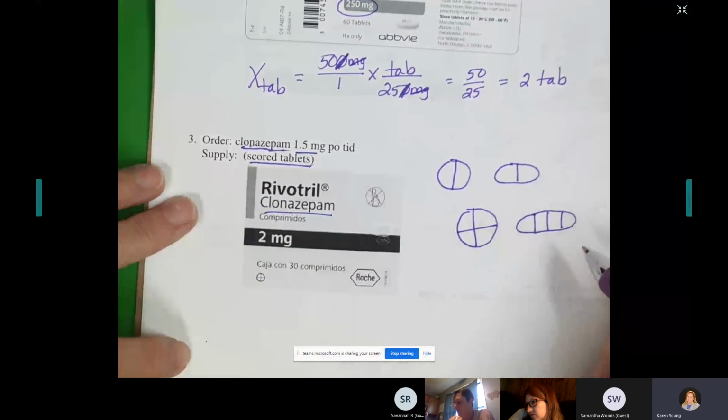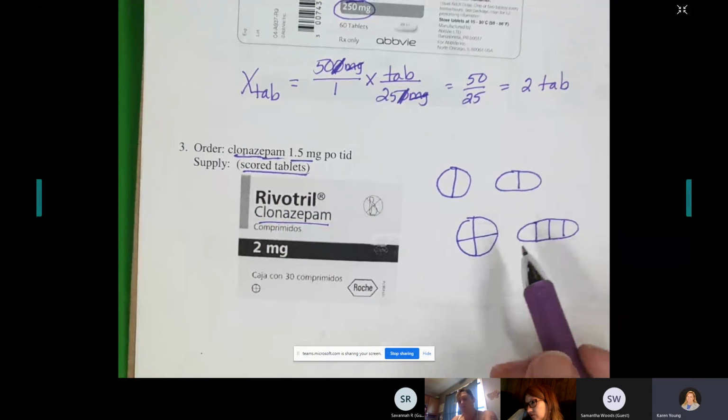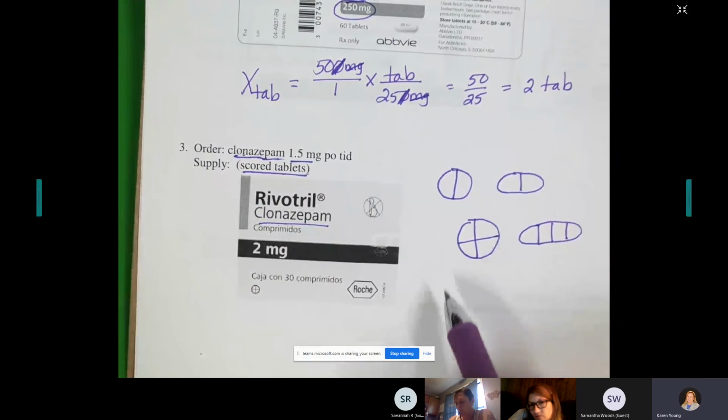If they're not scored, the medication is not evenly distributed within the tablet, so you can't cut them. If they're scored, then the medication is evenly distributed within the capsule or tablet, so it can be cut. But sometimes your medicine isn't always going to be a whole tablet.